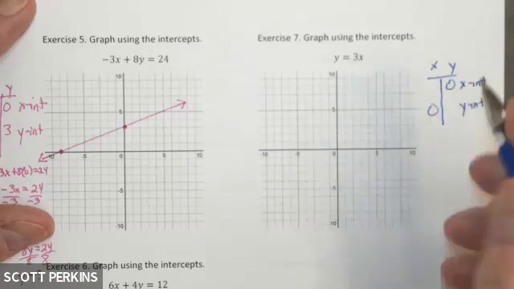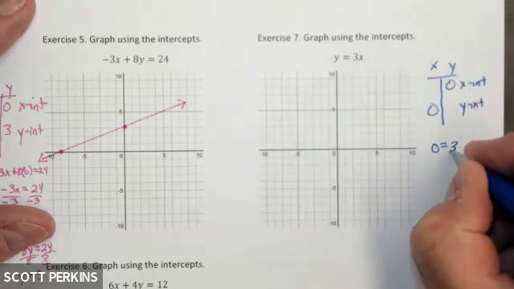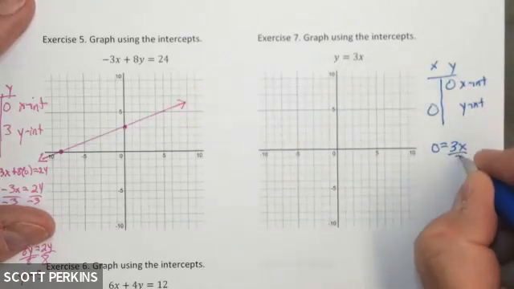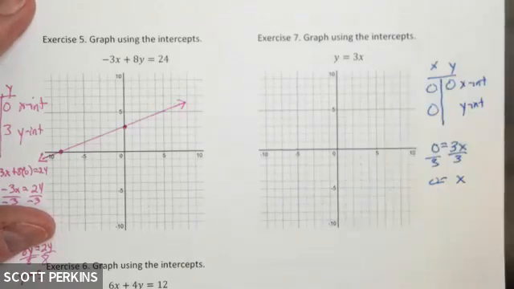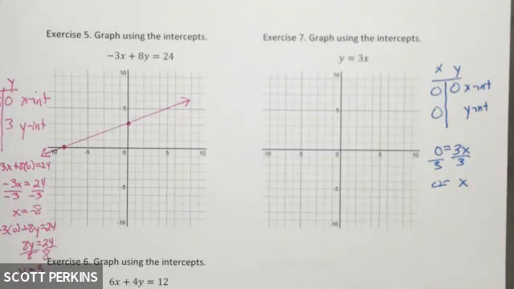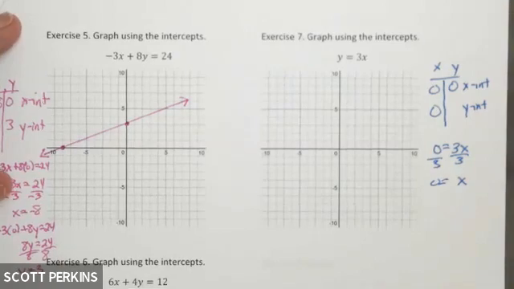I put my 0 in for y and I get 0 is equal to 3x. And so then what is the x value? 0. So here's what happens on this problem. And this is the reason I gave it. And then I need to show you what to do. The x-intercept and the y-intercept are the same point.